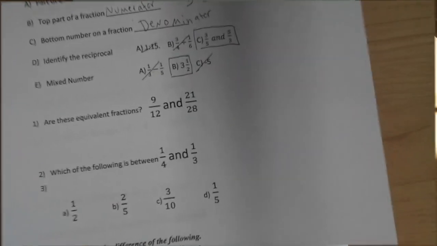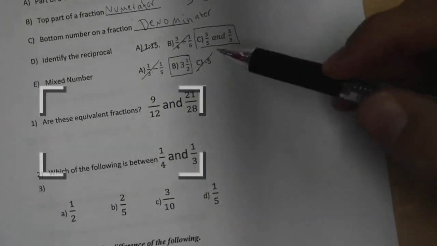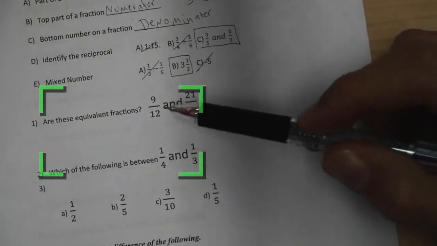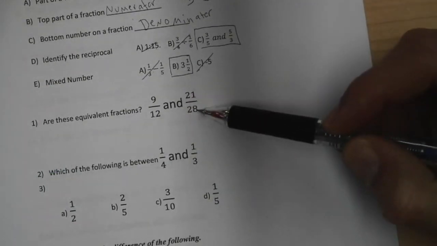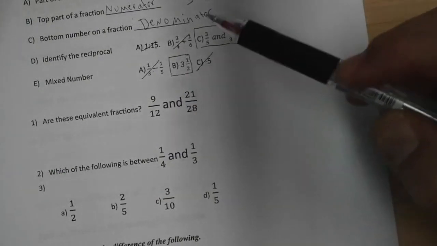Let's get started. Are these equivalent fractions? Are these equal? There's lots of different ways you could find out whether these are equal or not, so let's go through our procedures. What number times 12 gets me 28? It doesn't work. What about 9 and 21? No, it doesn't work either.